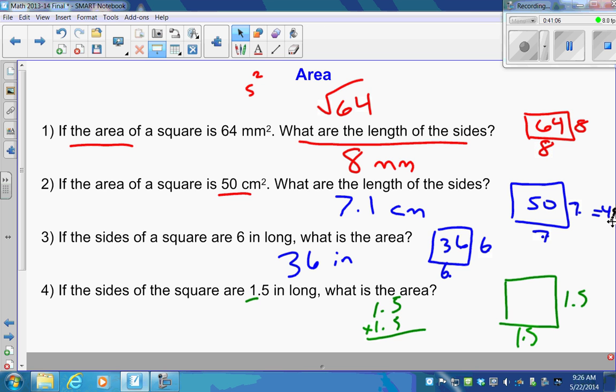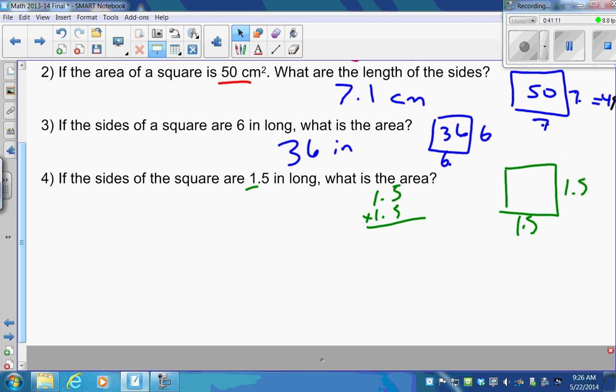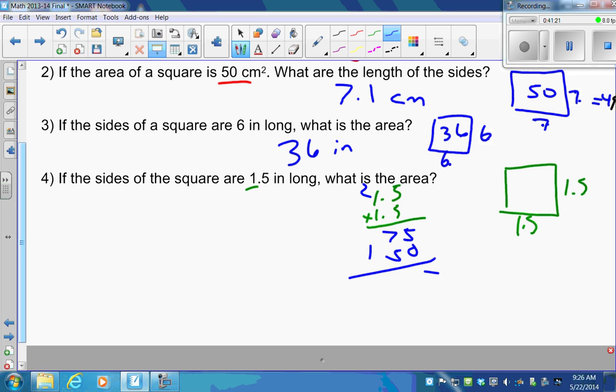Let me click out of this real quick. There we go. 5 times 5 is 25. Carry the 2. 5 times 1 is 5. That's 75. Put in my 0. 5 times 1 is 5. 1 times 1 is 1. 5. 7 plus 5 is 12. Carry the 1. 2, 2, 5, and I moved my decimal 2 places, so I have to move it 1, 2. 2.25 inches is your area of your square.